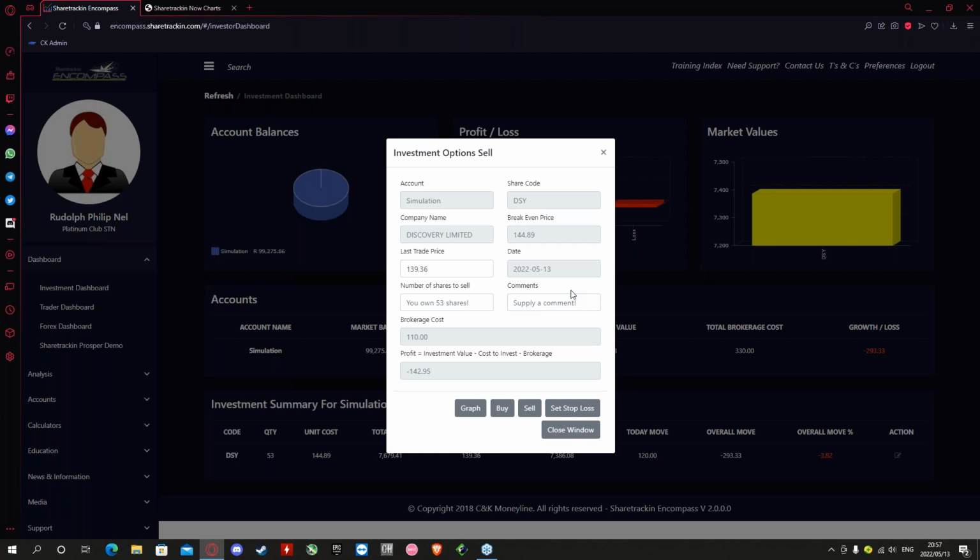Same with your comment, "share is doing bad" is not a good comment. It needs to be technical and/or fundamental. Okay, so good comments. For now, I'm just going to say "test," and if I say sell now, it's not going to sell it, because it tells me I need to enter a value. That's the value I need to fill in. I need to fill in 53.